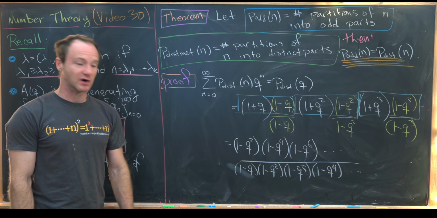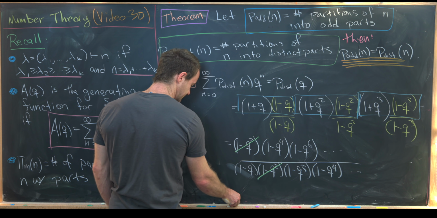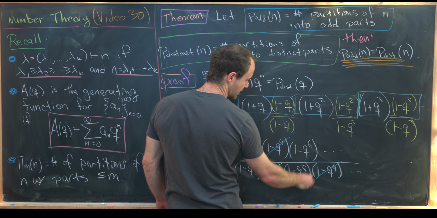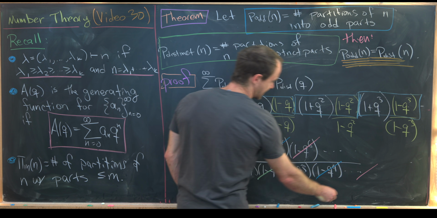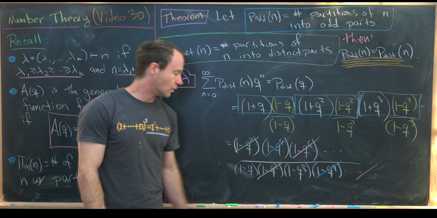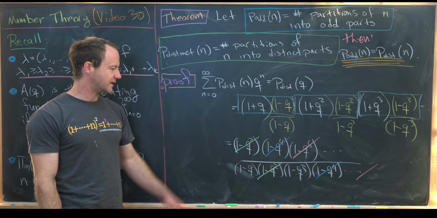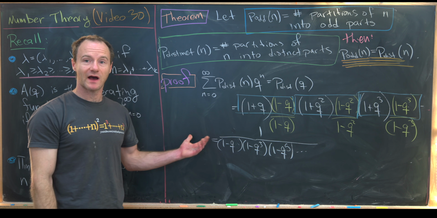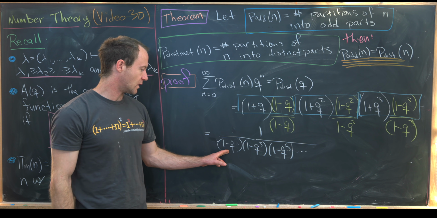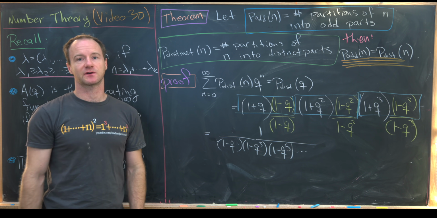But now let's notice that a bunch of stuff cancels. This 1 minus q squared cancels with this 1 minus q squared, this 1 minus q to the 4th with this 1 minus q to the 4th, this 1 minus q to the 6th will cancel with a 1 minus q to the 6th down there. And then we're left with 1 minus q cubed, and so on and so forth in the denominator. So let's clean up what we get after all of the cancellation. After all the cancellation, we're left with the following rational function: 1 over (1 minus q)(1 minus q cubed)(1 minus q to the 5th), and that extends forever.